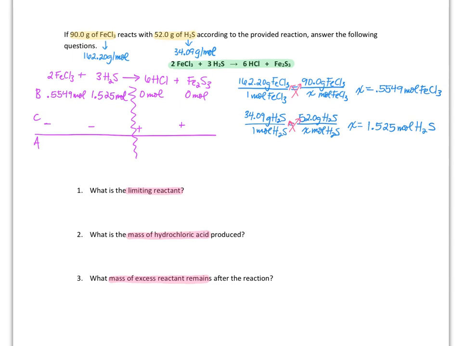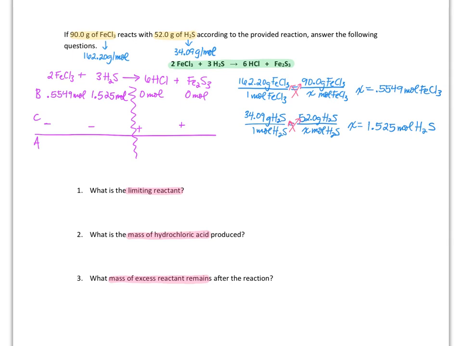Okay, so to figure out what our limiting reactant is, we want to set up a proportion and figure out what we've got happening with these two reactants. This time I'm going to use a proportion to solve for how much HCl each of these reactants can produce. And I want to use that mole value. If I solve it this way, I'm looking for which one gives me the smaller value for the HCl.